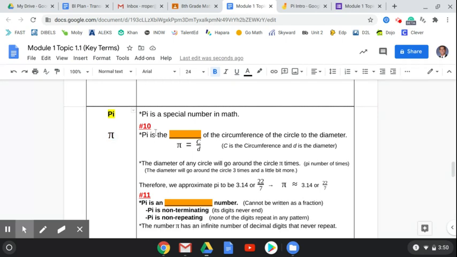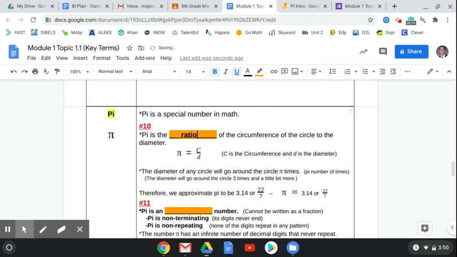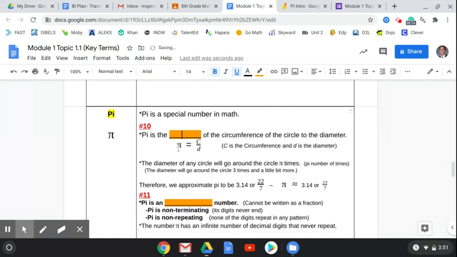Okay? Pi is the ratio of the circumference of the circle to the diameter. Below that, I have what pi is equal to. Pi is equal to C over D, where C is the circumference and D is the diameter. And this is basically the equation for what the sentence above it just said: the ratio of the circumference to the diameter.